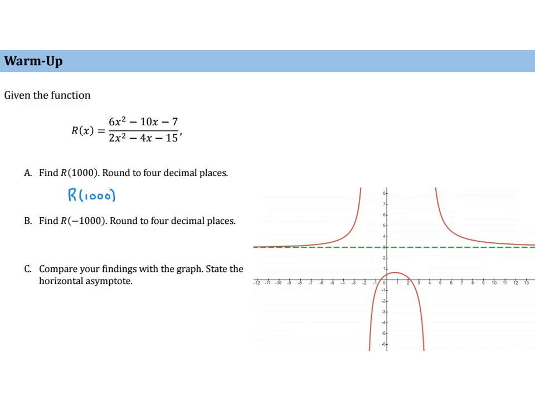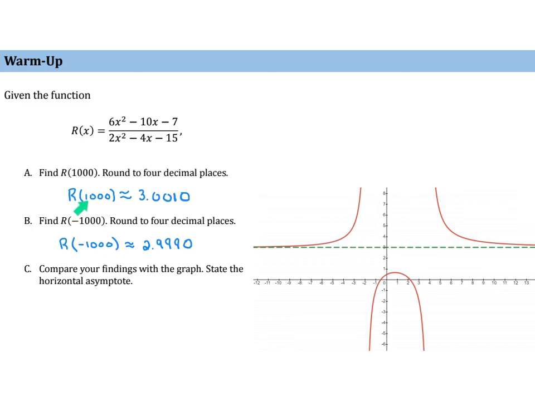So r of 1000 is approximately 3.0010. And if you substitute negative 1000 in, what do you obtain? 2.9990. So what's this mean?